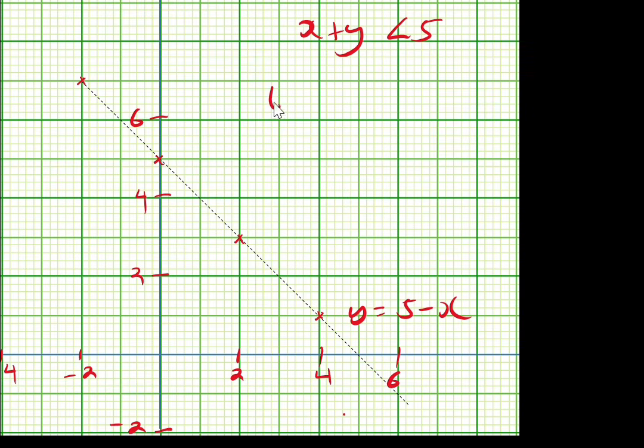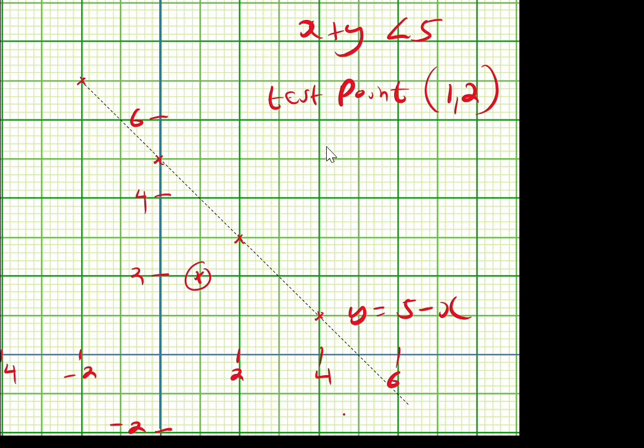So we pick a test point, then we use it to know the wanted side. I can pick this point which is here to be my test point. The point is on the x, we have 1. On the y, we have 2. I'm going to use this test point. So where I have x, I put 1. Where I have y, I put 2.